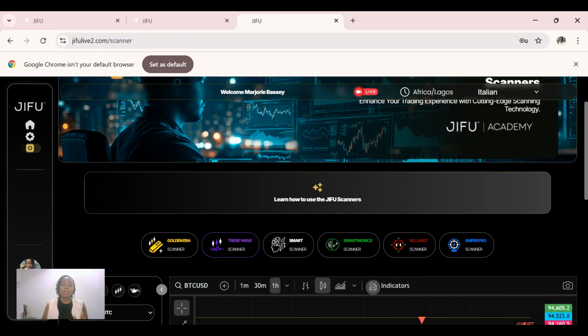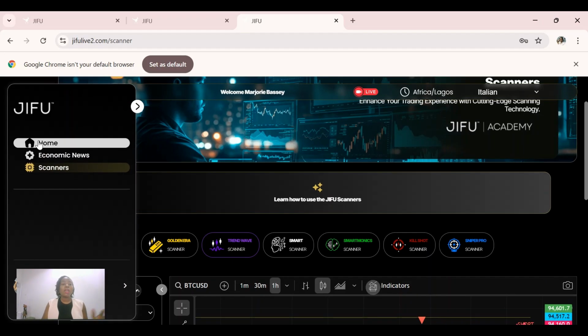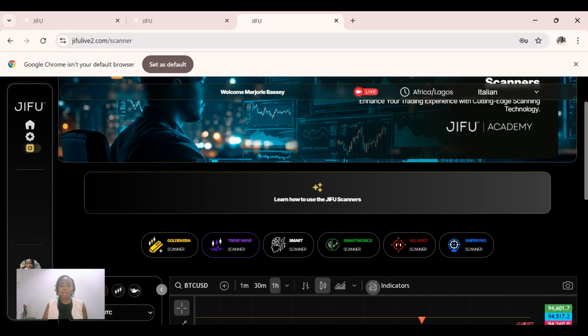So, starting with the trend wave scanner, this is the trend wave scanner. When you come into your Jifu platform, and you have to be a member of Jifu to have access to the scanners, you come to the left hand corner of the screen and you see the scanners. Once you click on scanners, you're going to see all the scanners listed.